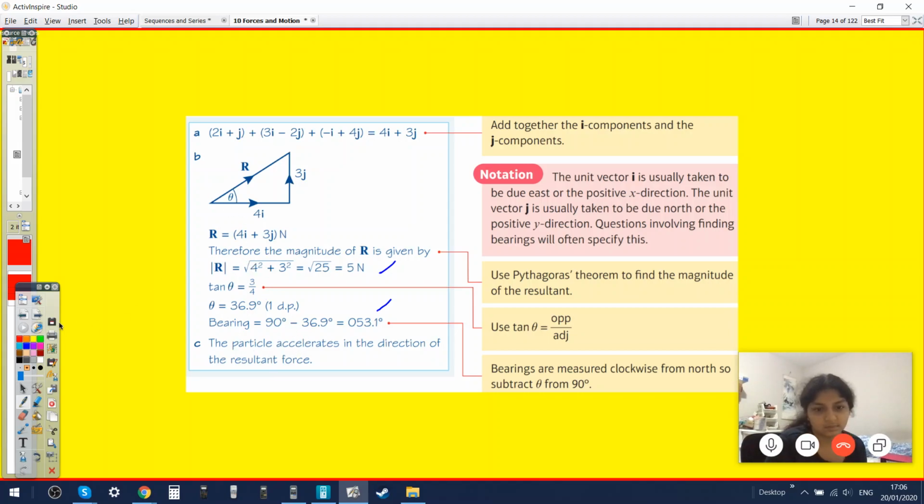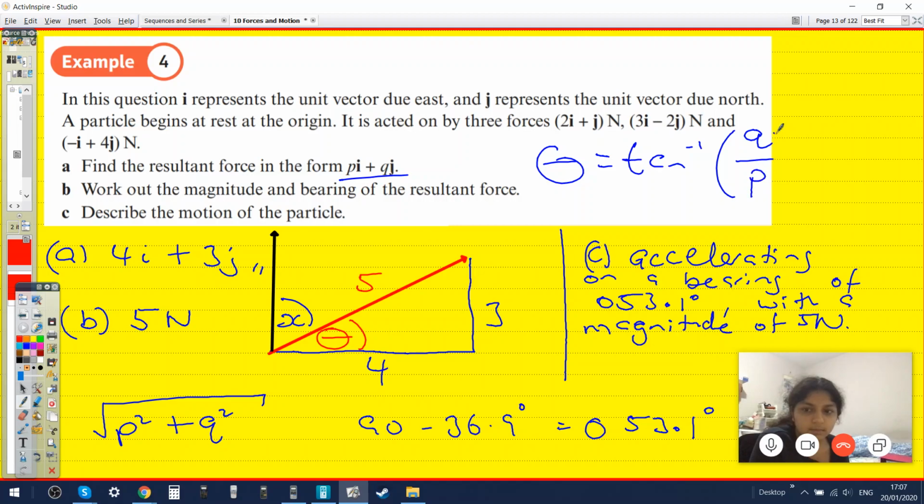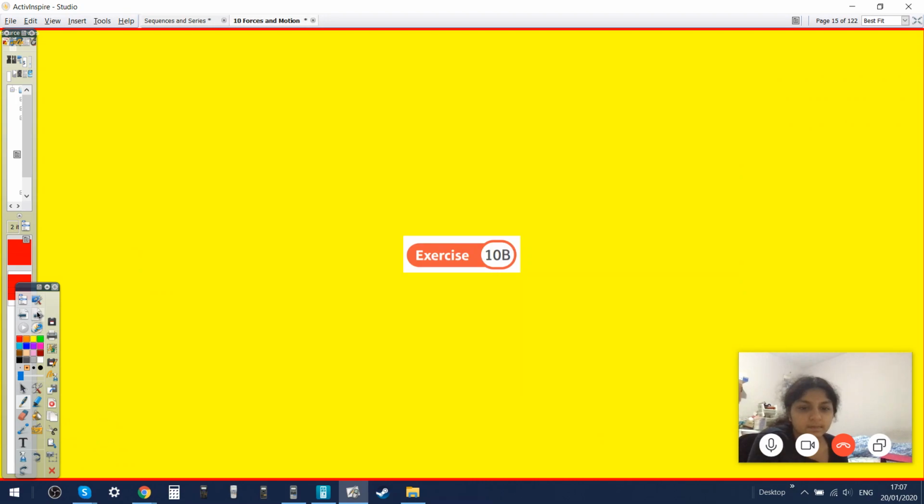Yeah, I suppose. So that's just what we said. In general, the resultant will always be the square root of p squared plus q squared. The angle that is made will always be the inverse tan of the j over the i, so theta will always be inverse tan of q over p. And in this case it was a bearing, so it was a bit different.